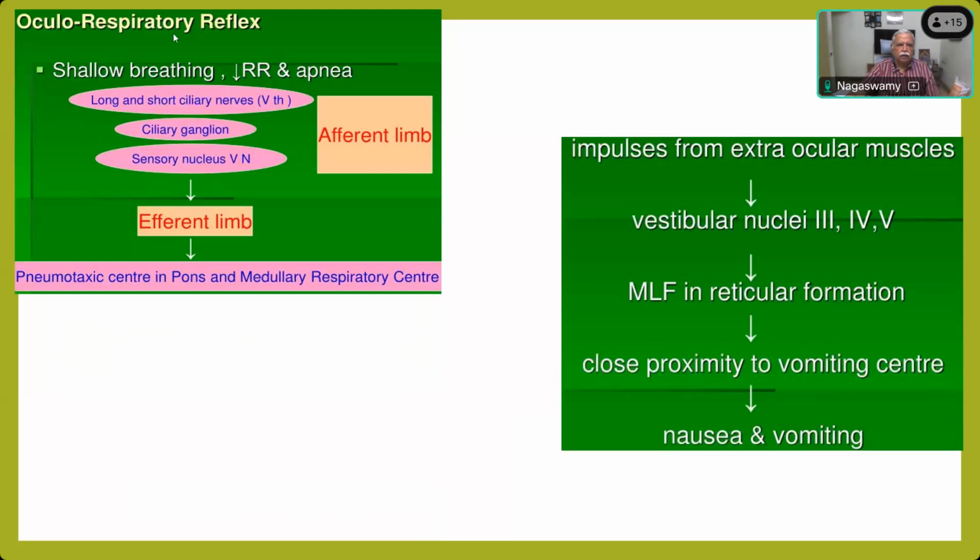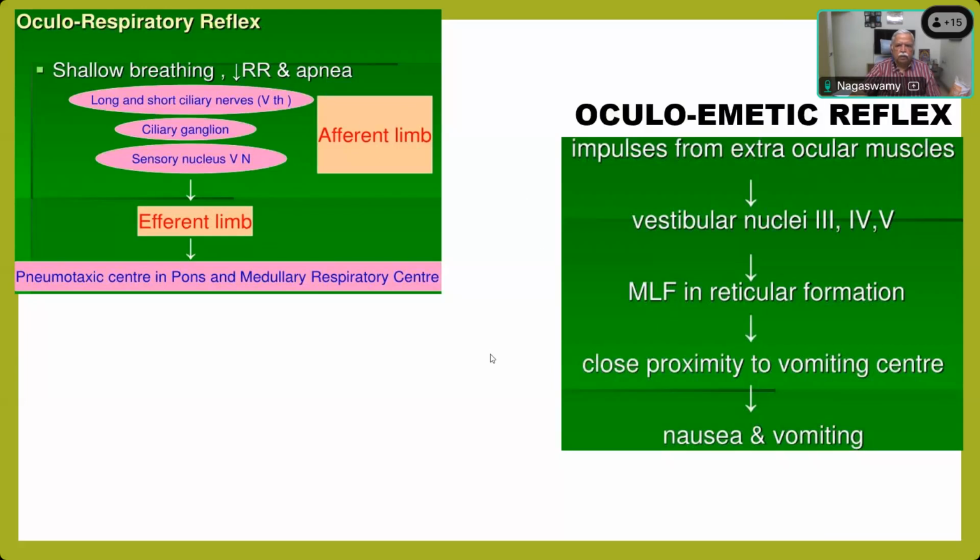There is another reflex called the oculorespiratory reflex. If the patient is breathing spontaneously because you want to perform the forced duction test and you have not given the relaxant, then it can cause the same reaction through the same route. Afferent is the long and short ciliary nerve going to the sensory nucleus, and then efferent through the pneumotaxic center and the medullary respiratory center, causing shallow breathing, respiratory rate reduction, or sometimes apnea also.